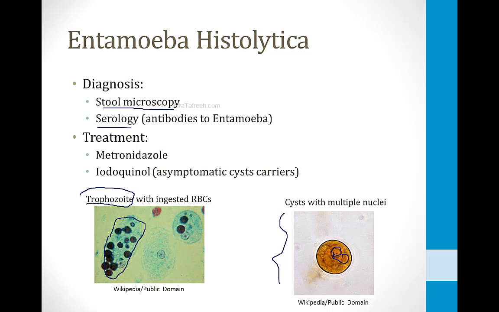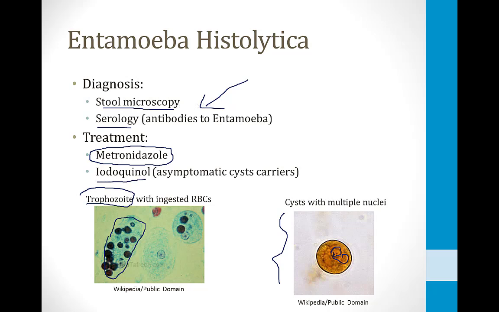But if someone travels briefly to Africa and comes back with an infection, the antibody test can be very useful because if they're positive, then they likely have an Entamoeba infection. The treatment for the active infectious form is metronidazole, but metronidazole won't get rid of the cysts. So what you have to do is give a second agent called iodoquinol.